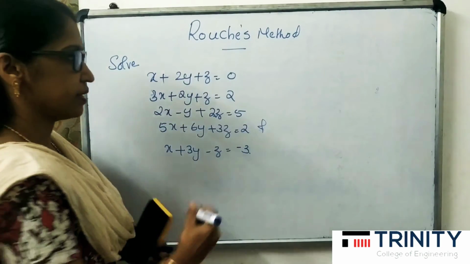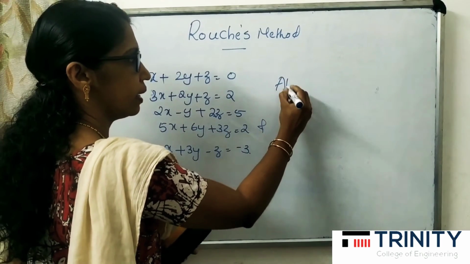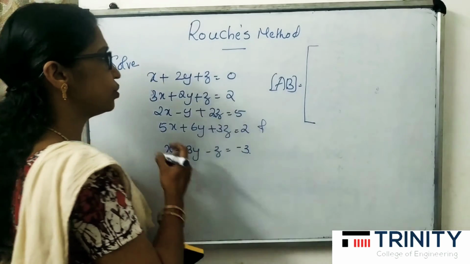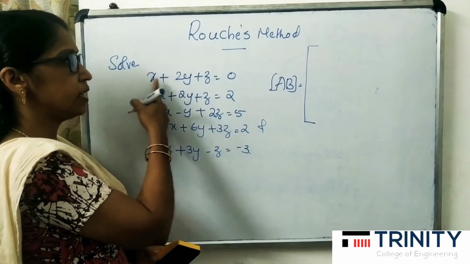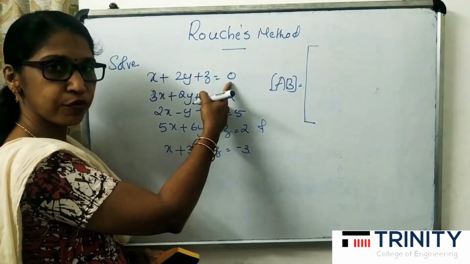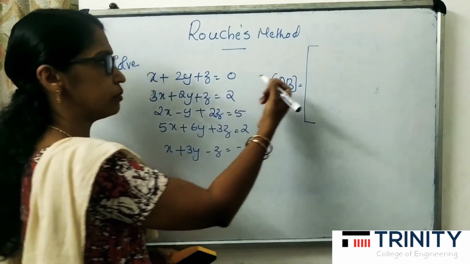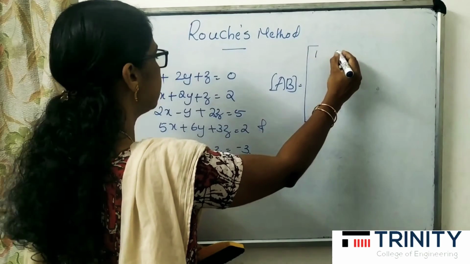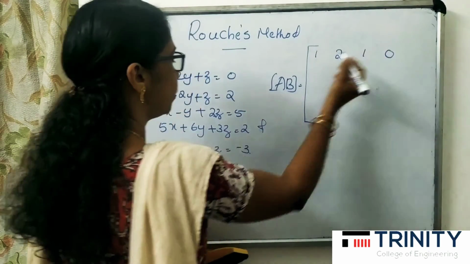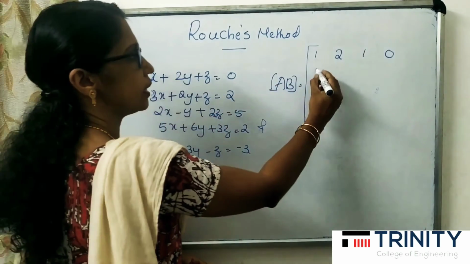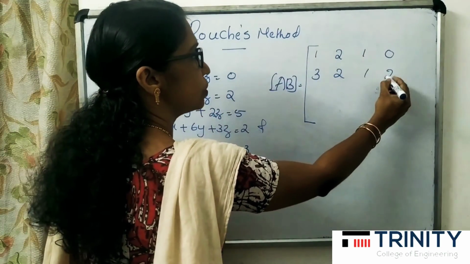So the augmented matrix is matrix AB. Matrix AB is equal to, what is the augmented matrix? We have to write the coefficients and also the constant term. So the first row is 1, 2, 1, 0. Second row is 3, 2, 1 and 2.